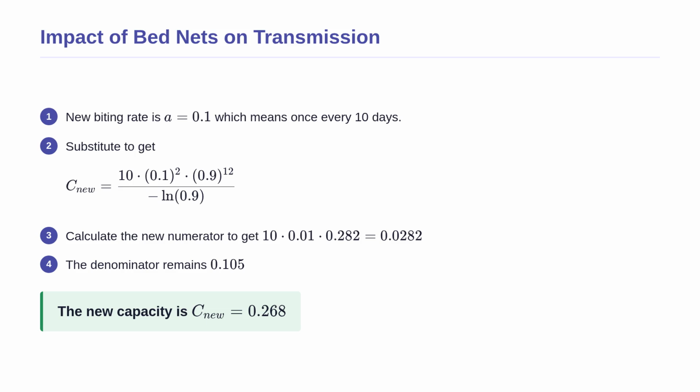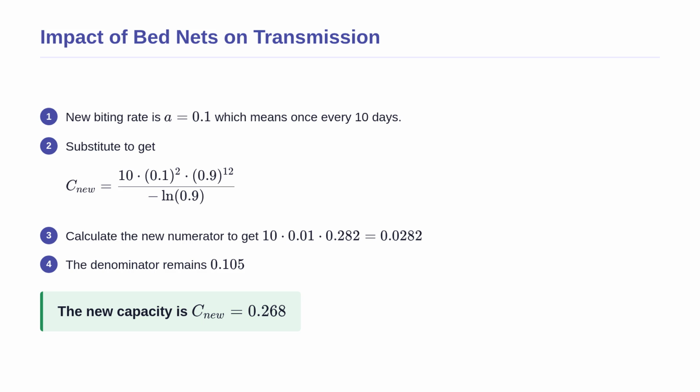Let us calculate the new transmission rate with these bed nets in place. Because of the nets, the biting rate drops from once every 2 days to once every 10 days, meaning our new biting rate A is 0.1. All other variables, density, survival rate, and incubation period, remain exactly the same. We substitute 0.1 into our formula.